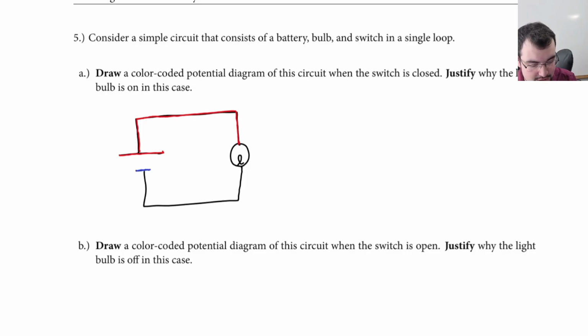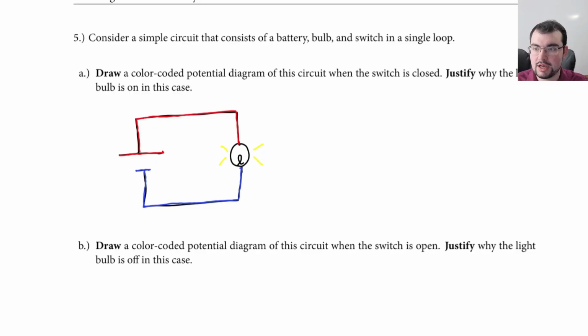Then we do our low potential. So if we do our low potential, this also explores, and I also hit the light bulb. So notice we actually get a potential difference across the bulb. We see potential goes from red to blue across the bulb, so it is going to light up.